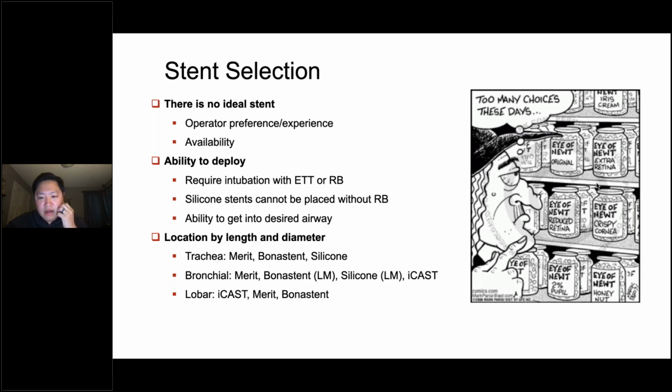For lobar obstruction, we typically like the ICAST stent. There are also Merit and Bonastents; they make them smaller. We like the ICAST stents because you can get the flexible scope to flex into the lobe that you want, and they deploy relatively easily.